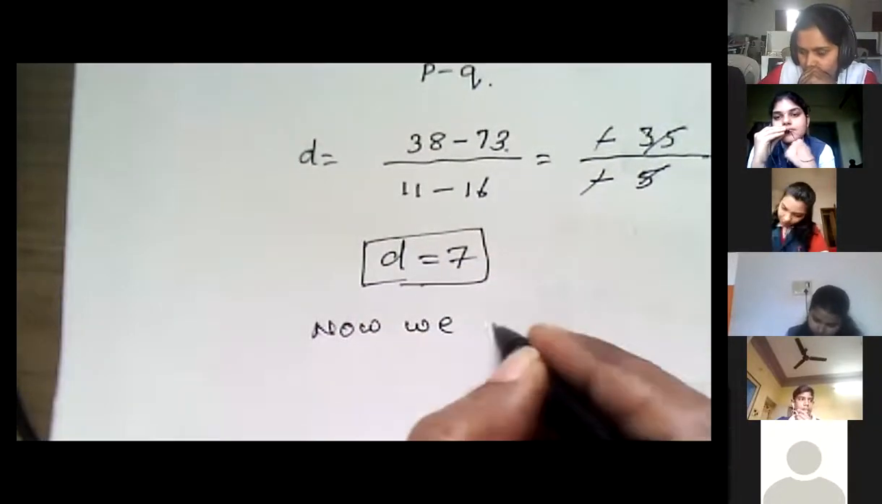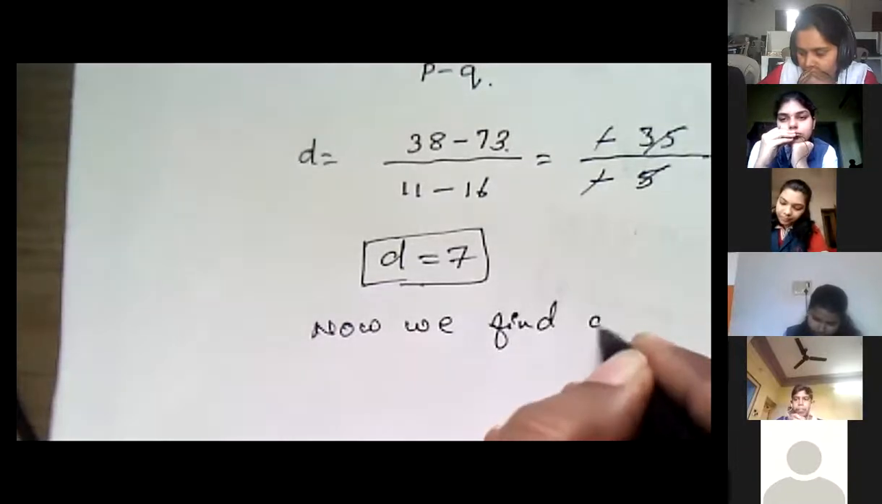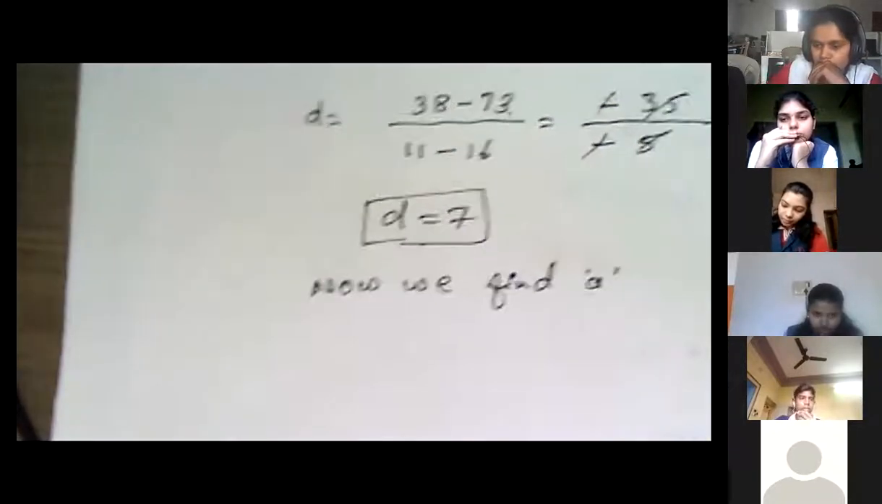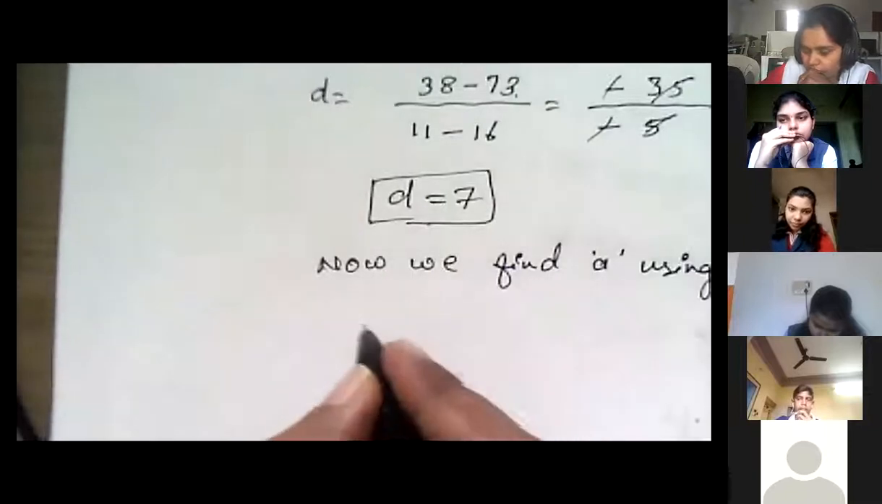So next, what can we find out? A. Can we find out A? Yes. Now we find A. Using A11. You can use either A11 or A16. So how to write A11?